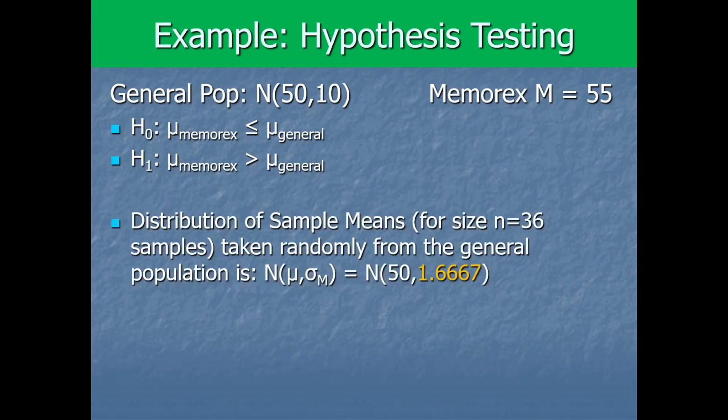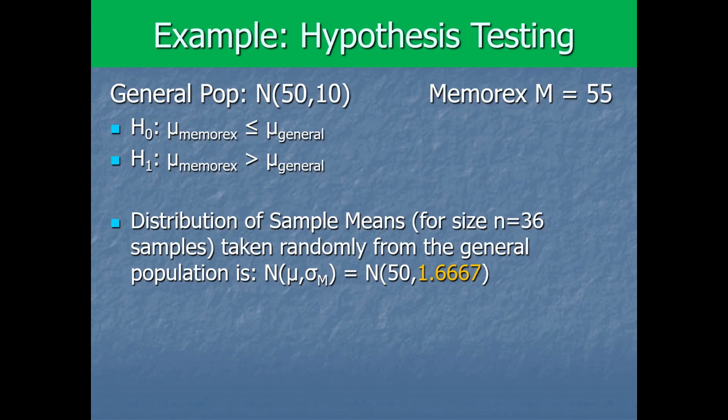So probability theory is going to let us create a distribution of sample means for all the possible size 36 samples that we could take if the null hypothesis was true. So if we took them randomly from the general population, the population that has a mean of 50. In other words, if the null hypothesis is true and Memorex is no better than general memory, we can look at what all the possible size 36 samples would look like from a distribution centered at 50.